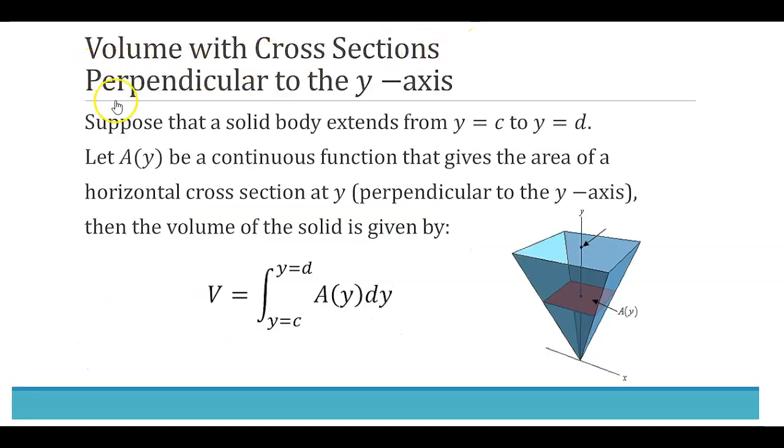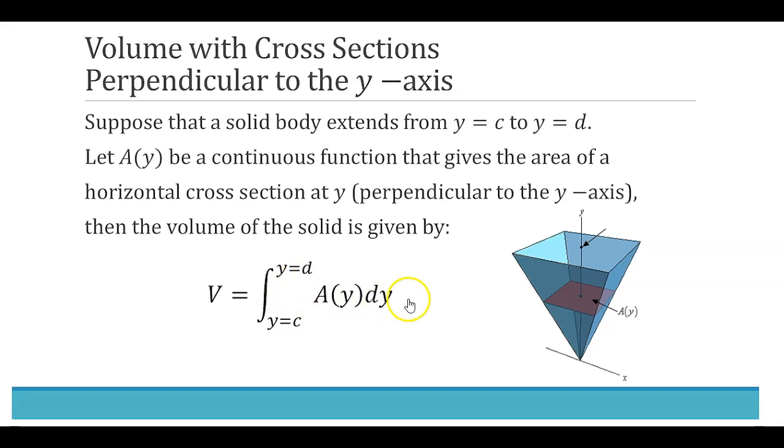Volume with cross-sections perpendicular to the y-axis. Suppose now that a solid body extends from y equals c to y equals d. Let A(y) be a continuous function that gives the area of a horizontal cross-section at y, perpendicular to the y-axis. Then the volume of the solid is given by V equals the integral from y equals c to y equals d of A(y) dy.